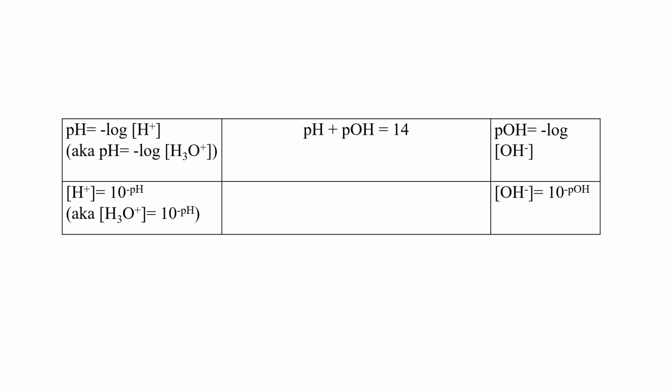So, when given the concentration of hydrogen ions, or the concentration of hydronium ions, H+ or H3O+, to calculate pH, we would do negative log of that concentration. When given the pH, we can take 10 to the negative pH to calculate the concentration of hydrogen ions or hydronium ions in that solution. So we can go from pH to concentration of hydrogen or hydronium, and then back to pH, back and forth using these two equations.